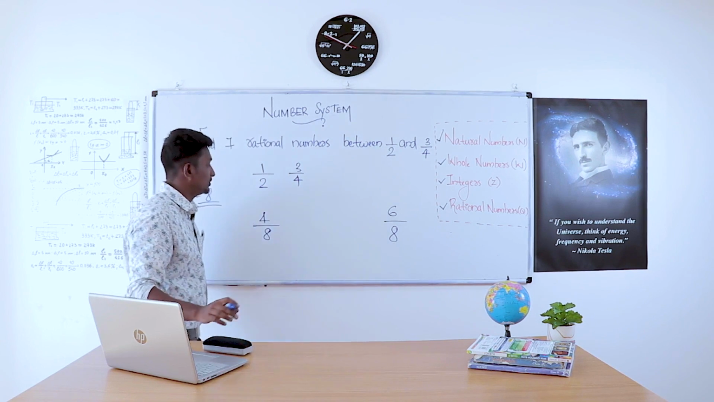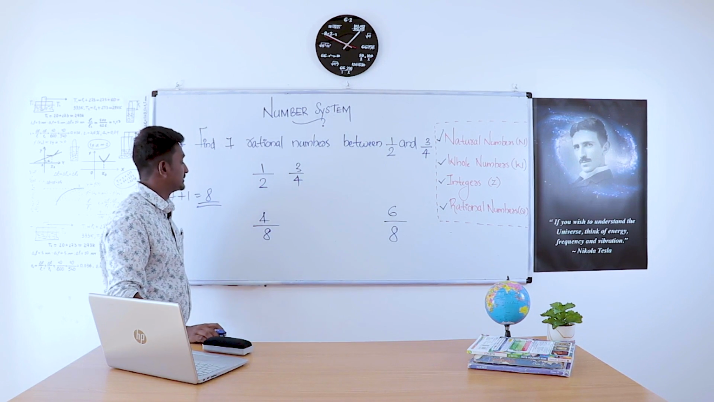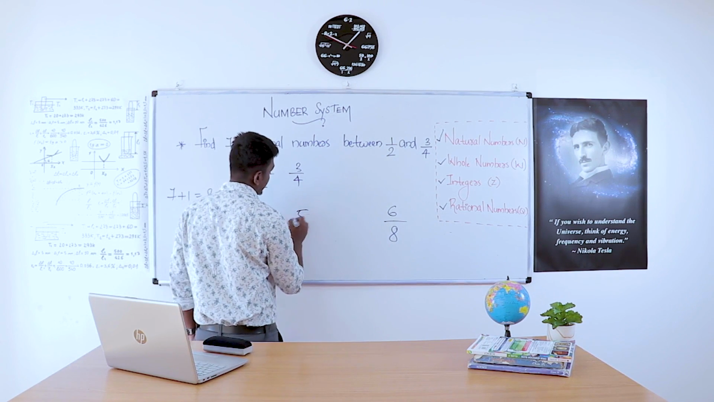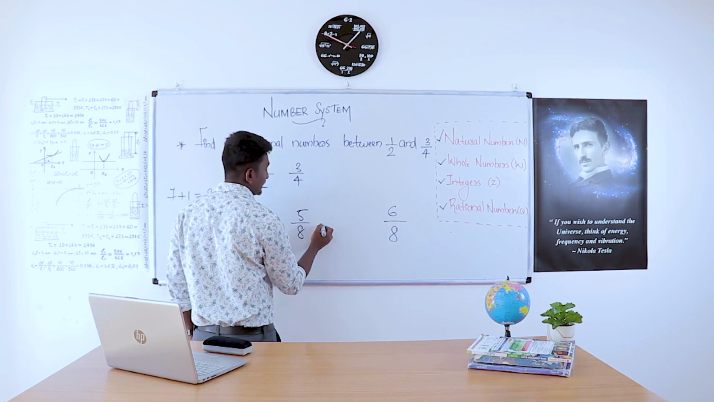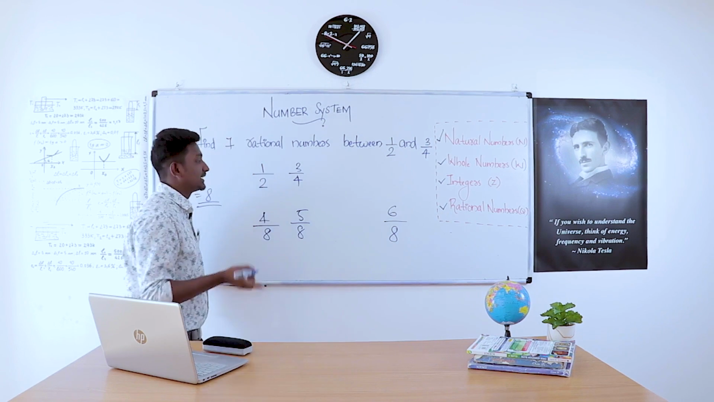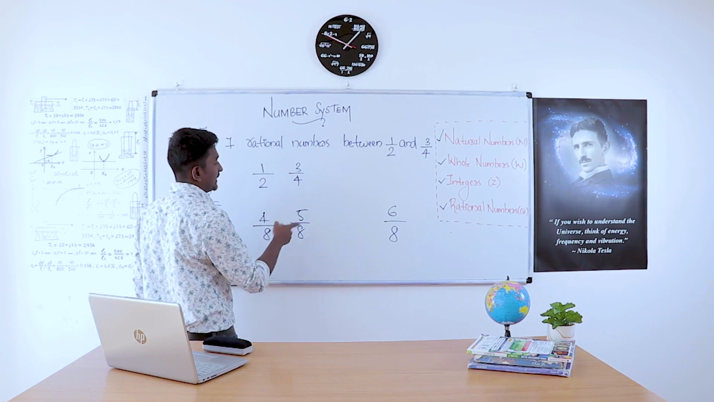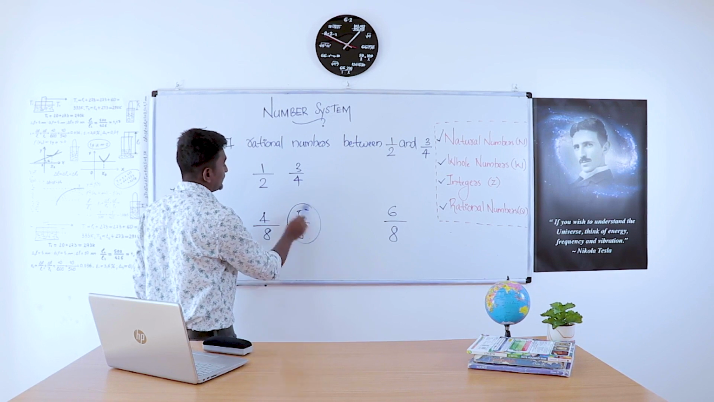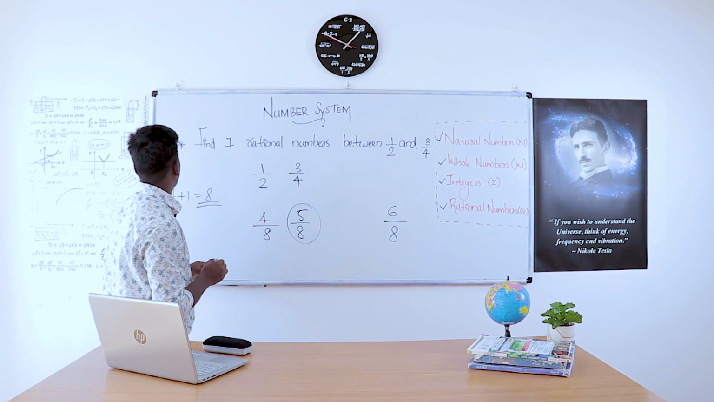Right. Now look, 4 by 8 and 6 by 8. In between, we have 5 by 8. Clear? One rational number we get. 4 by 8, 5 by 8 and 6 by 8. We get one rational number. Okay.